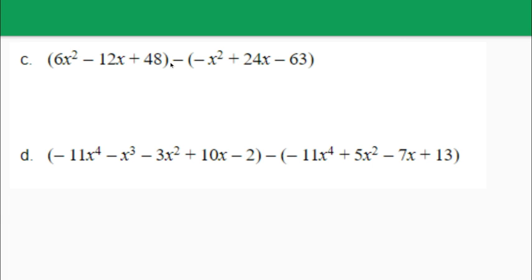All right, ready to check them? I do prefer distributing this negative sign. So if I distribute and change all these to the opposite sign, that's what I would suggest.